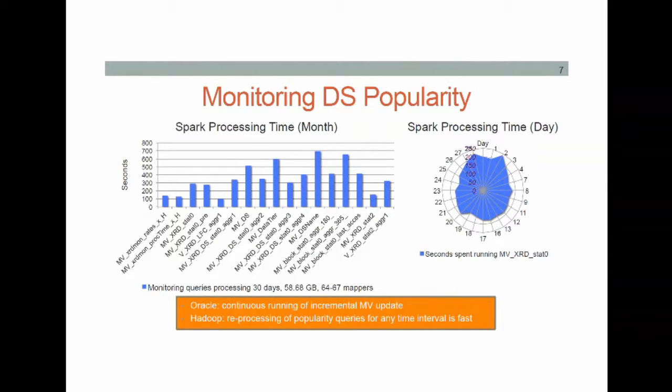These two plots, for example, show you how affordable it is time-wise to use Spark, because they give you an idea of how long it takes, in seconds, to reprocess the current monitoring queries that are based on Oracle. On the x-axis, you see a bunch of names, which are the popularity queries provided by materialized views in Oracle. It doesn't matter which query we reprocess, or whether we process a time interval of a month or a day. It's always a matter of a few minutes. Whereas in Oracle, the current system is just running 24/7 with continuous incremental materialized view updates.